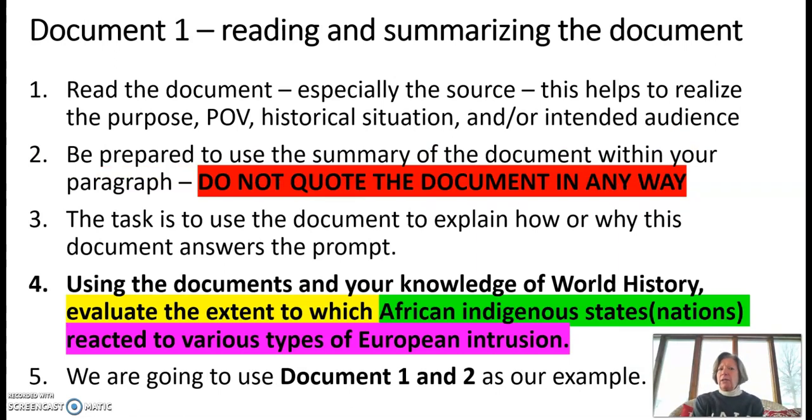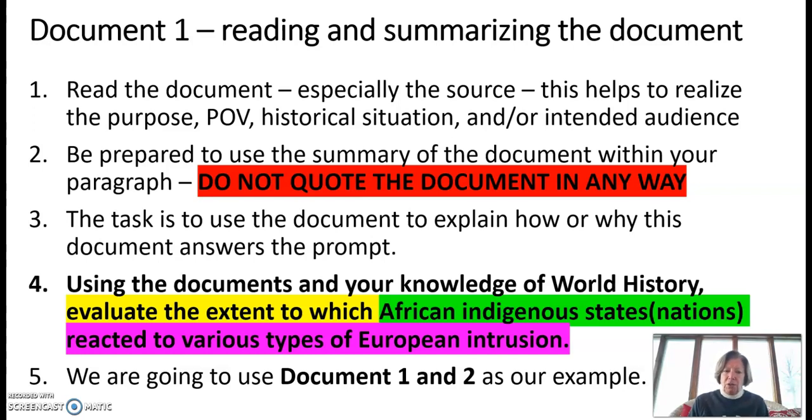All right, so we're going to take a look at document 1, and we're going to be reading and summarizing the documents. Number 1, we're going to read the document, especially the source, and this helps us to realize the purpose, point of view, historical situation, and or intended audience. The second thing that we're going to do is be prepared to use the summary of the document within our paragraph. Never, ever, ever are we going to quote the document in any way. We want to show understanding, so that's why we never quote the document.